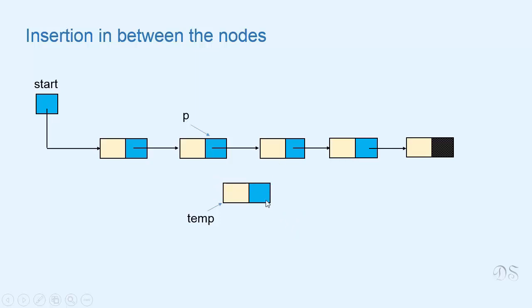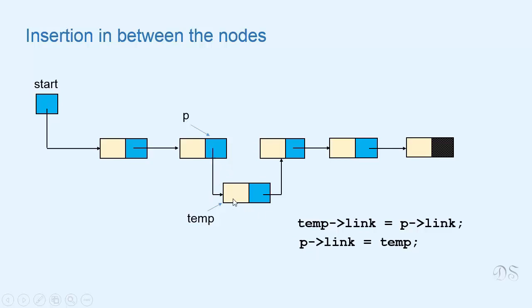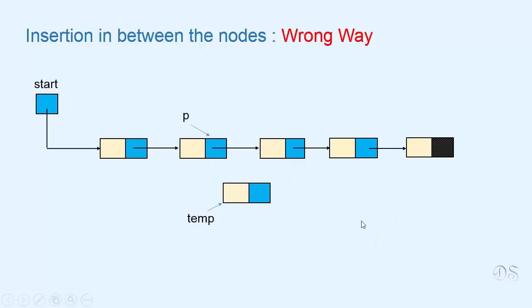So first we'll make link part of this node point to this node. We'll write temp link equal to p link. And then we'll make link part of this node point to this node. So we'll write p link equal to temp. So these are the two statements that we need to write to insert this new node in between these two nodes. Now the order of these two statements is important. Let's see what happens if we change their order. Suppose first we write p link equal to temp.